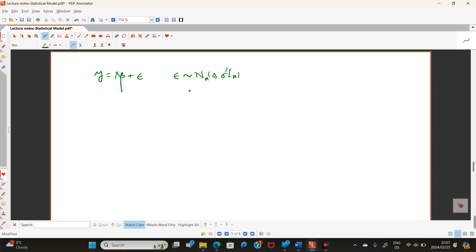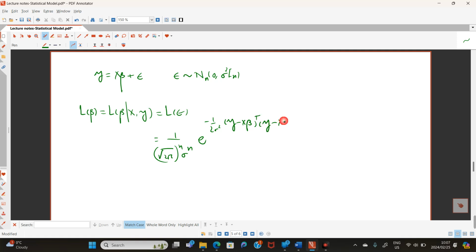It's a distribution assumption. When you come to a distribution, then the likelihood comes in. So we will say that the likelihood of beta, which is actually a function of beta given x and y, which I can also write as the likelihood of epsilon, is then given by (2 pi) to the power n, sigma to the power n, and then the exponential, e to the power minus 1 over 2 sigma squared, (y minus x beta) prime (y minus x beta). The same thing as you have in the sum of squares.